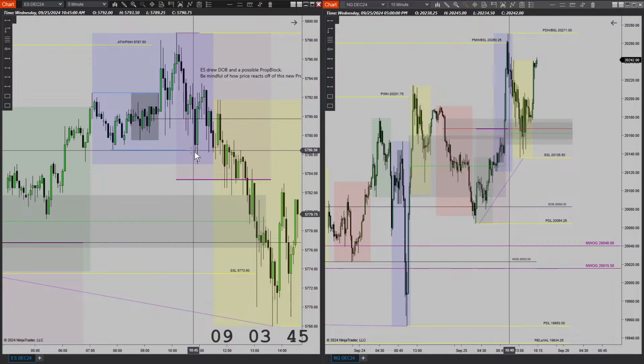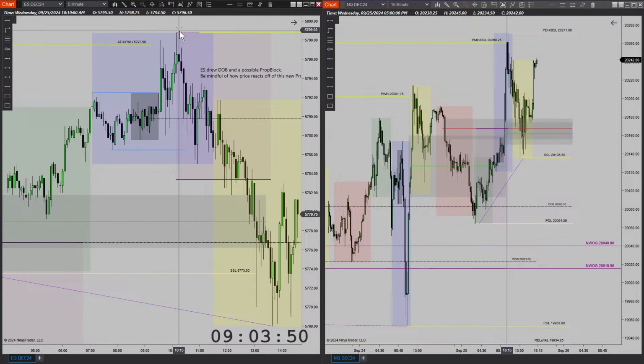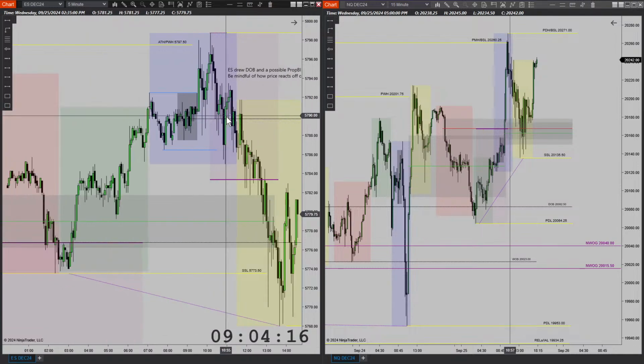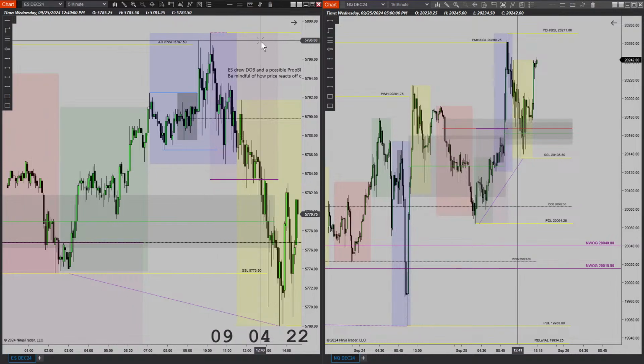I actually got long right here in this area, and actually didn't cover because I had expected price to revisit these highs. But obviously it did not, and I actually ended up covering a few points above my entry. After this trade failed, I still wanted to see maybe some sort of reversal going into the 12 or 1300 macro, but obviously that didn't happen.